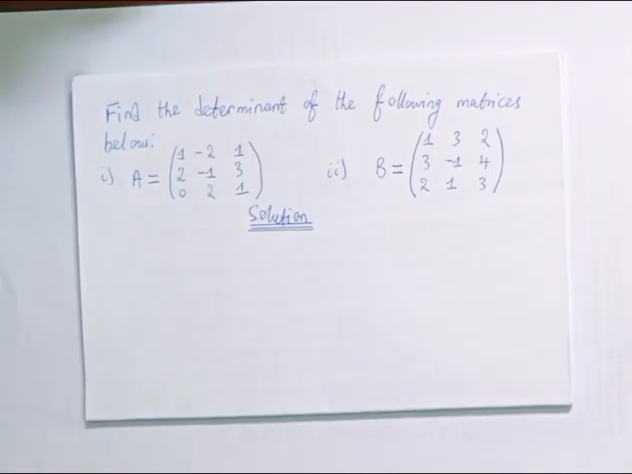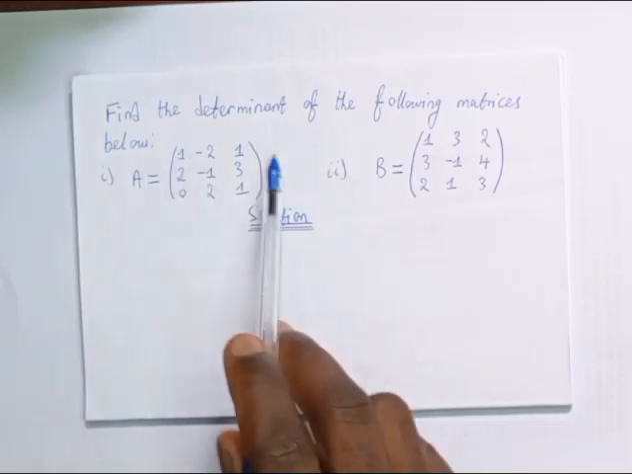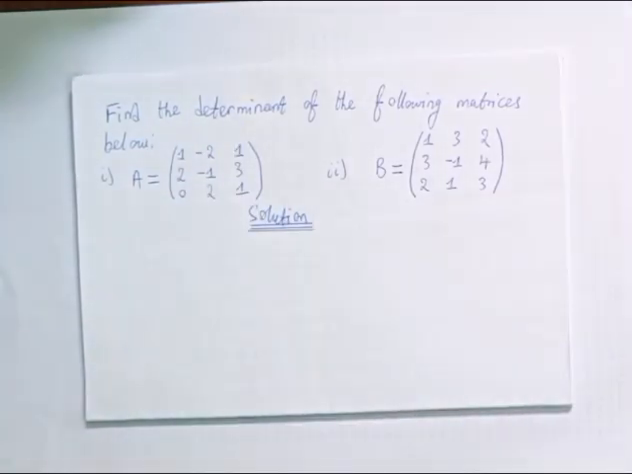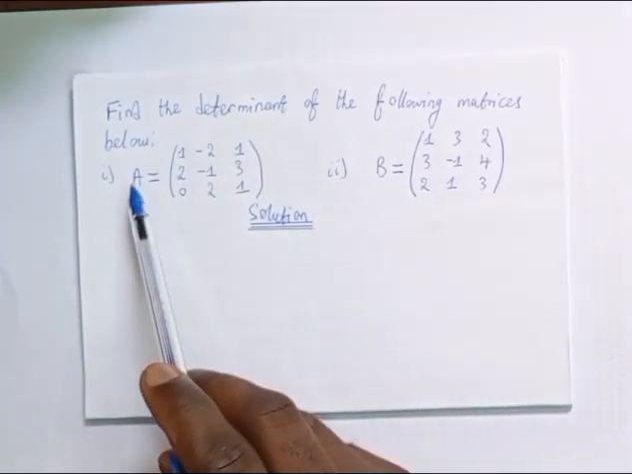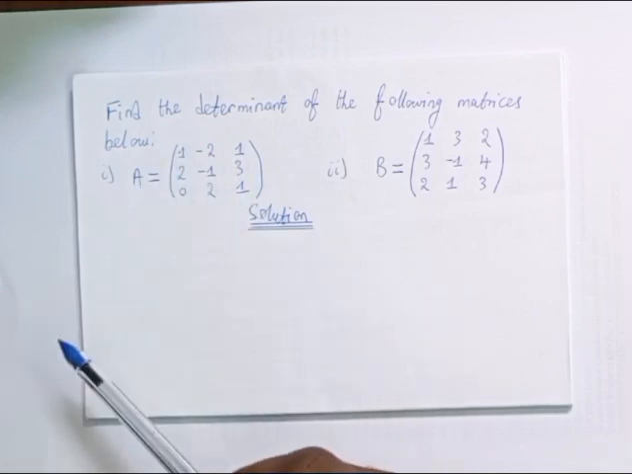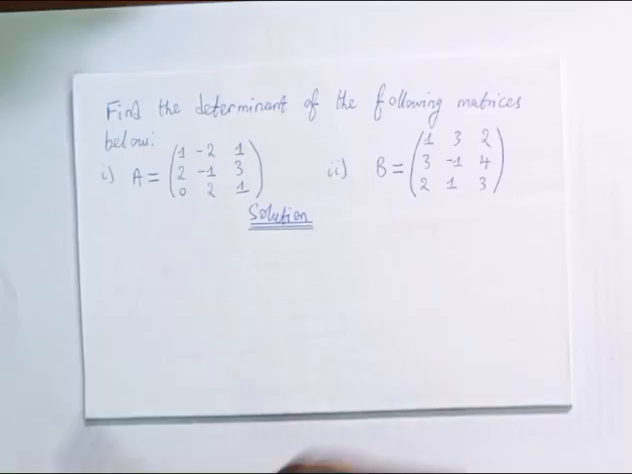A square matrix is simply a matrix in which the number of rows, these are the rows, they run horizontally, and the columns, they are equal. For example, the matrix A, it has 1, 2, 3 rows and 1, 2, 3 columns.